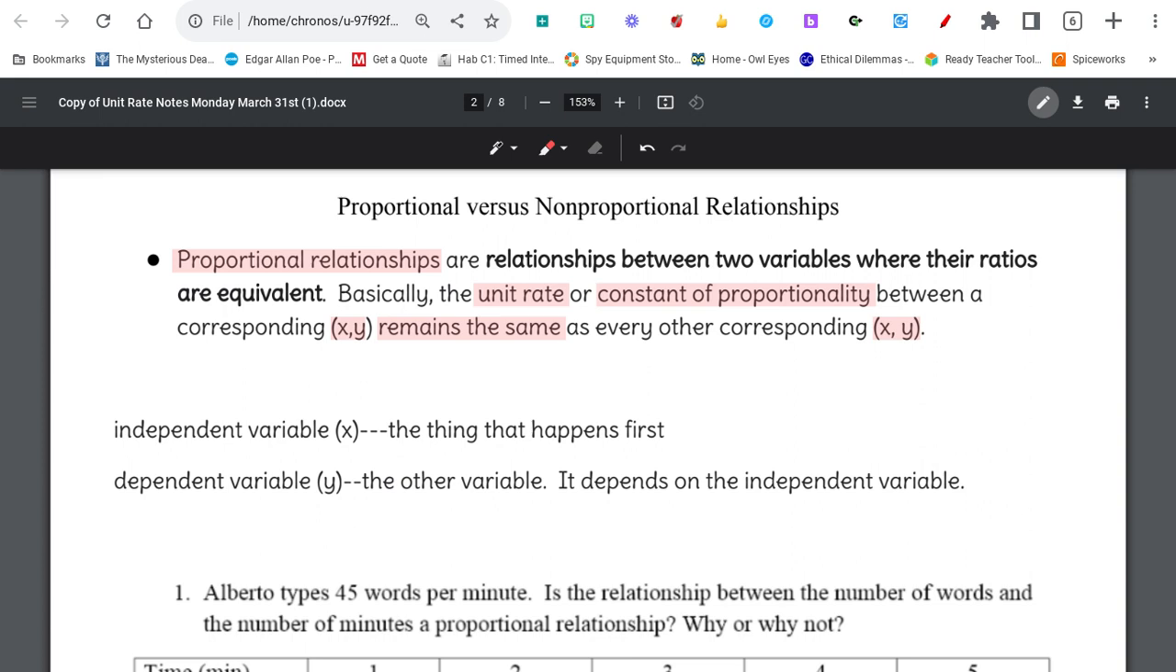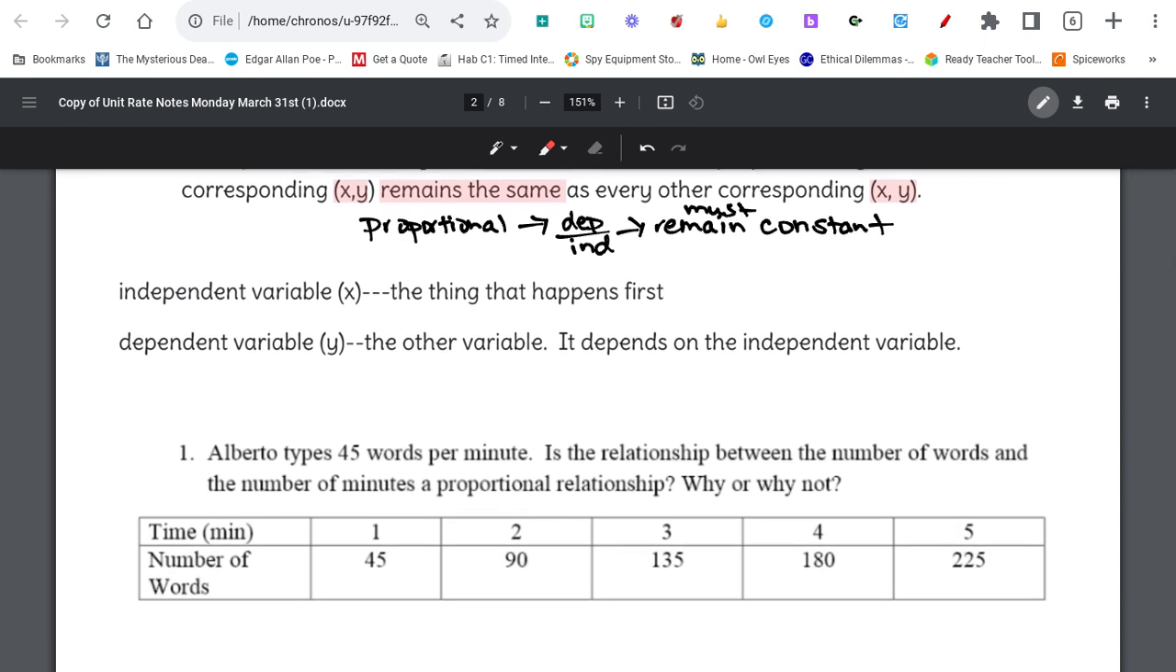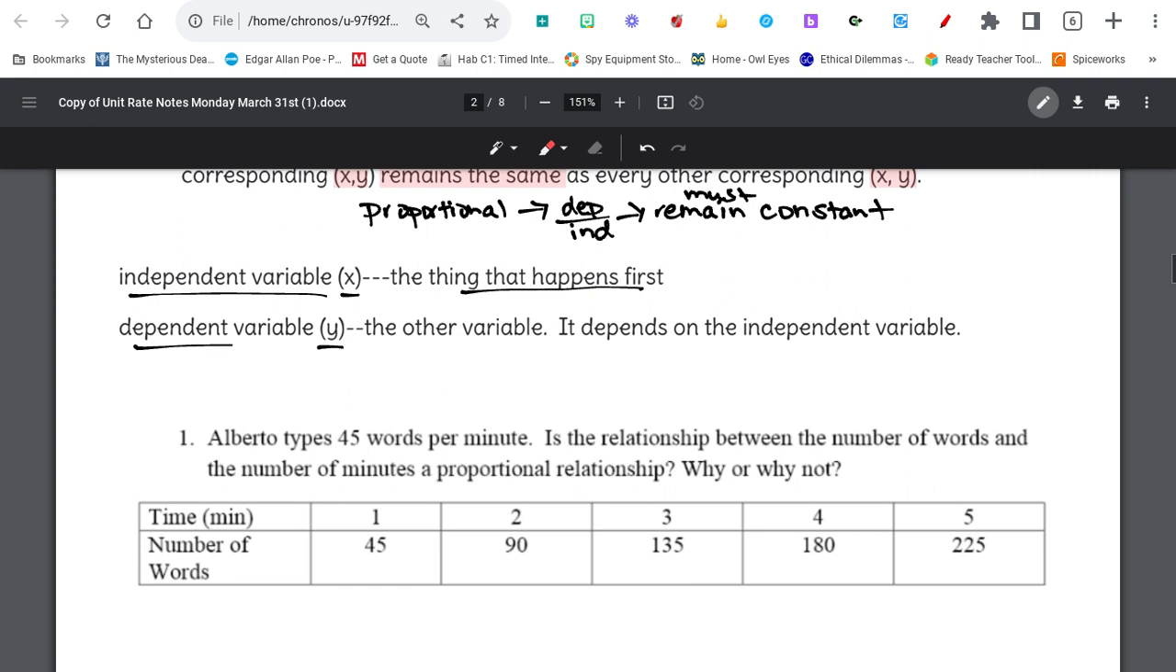So in order for it to be proportional, when you divide your dependent variable by your independent variable, it must remain constant for every ordered pair. It must remain constant in order for your relationship to be proportional. So let's just go ahead and talk about this. We already know that independent variable is x. It's the thing that happens first. Your dependent variable is your y, so it's the other thing.